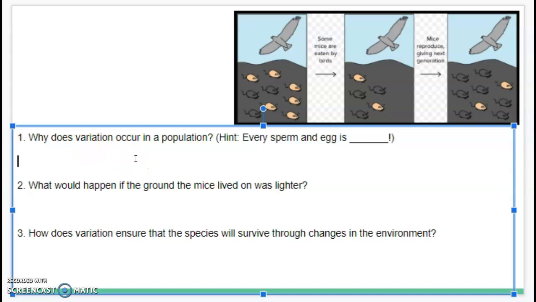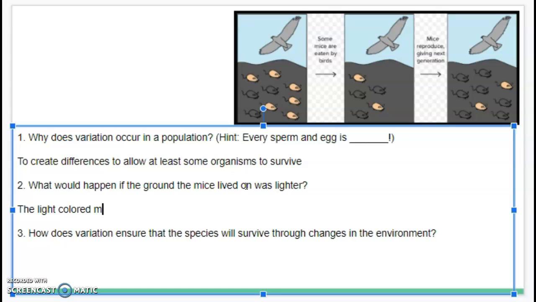Okay, so just to summarize, why does variation occur in a population? Remember, variation means differences. To create differences, to allow at least some organisms to survive. What would happen if the ground the mice lived on was lighter? So then the light-colored mice will survive and reproduce, but the dark-colored mice will die.